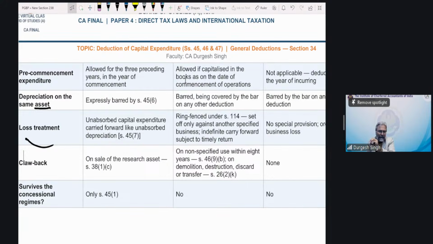Section 46 is concerned, as far as the specified business is concerned, the deduction, if it remains unabsorbed, then students, can you see this is ring fenced? Ring fencing means now this will not be allowed to be set off against any other income other than the specified business income.